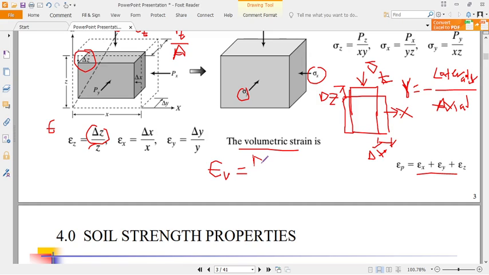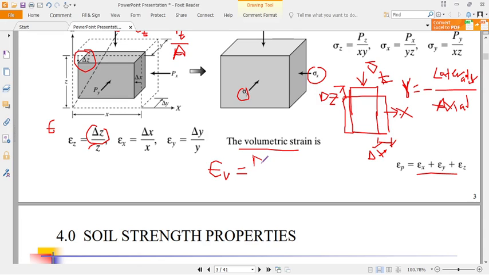Is that okay? Remember, if you go to our phase relationship, we know that if you make the area constant, then the change in volume will be the area times the change in height. Now, if the area is uniform and the only thing changing is height, we can say the change in volume over the original volume is the change in height divided by area times height. Is that okay?